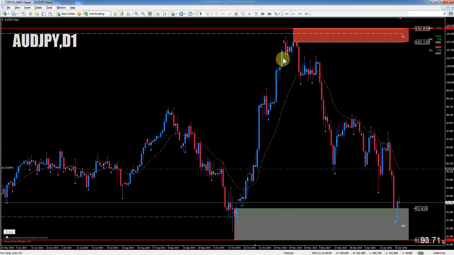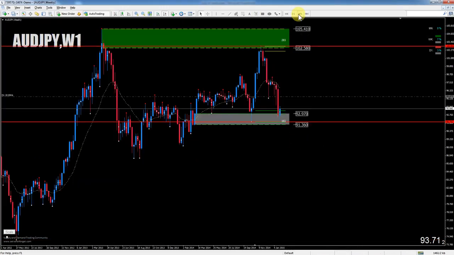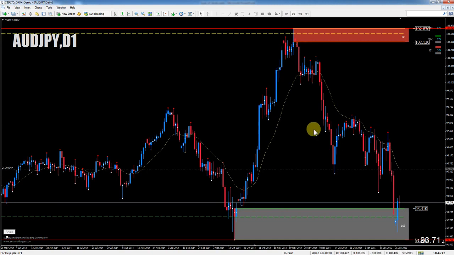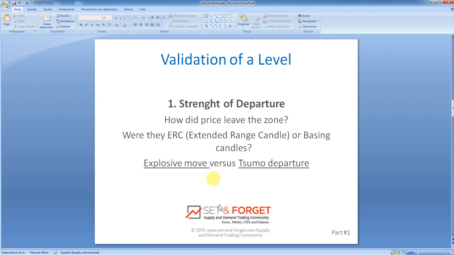This one, ERC. These are basing candles, so we have to detect that. We also have basing candles that are ERC. Those are not typical, but they happen as well. Like, let's say, I don't see any over here, but we'll probably locate some on the weekly. Well, we'll see to them later, maybe. So, as we were saying, the strength of departure.